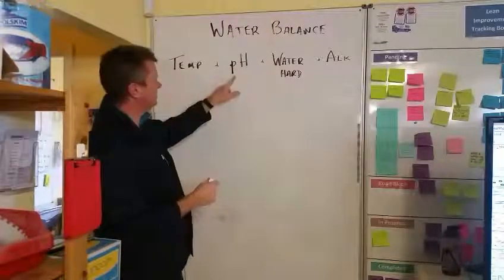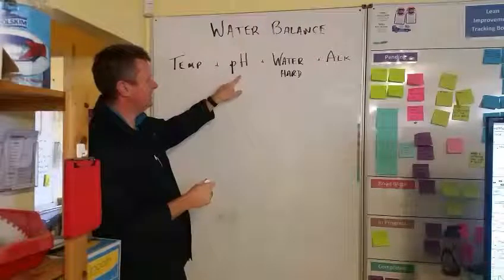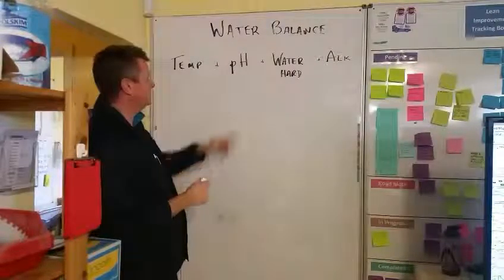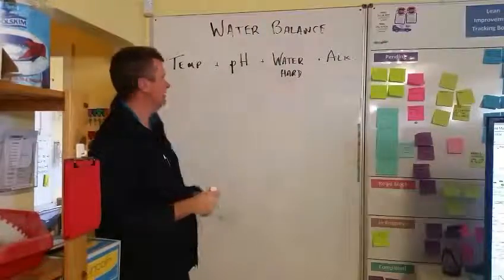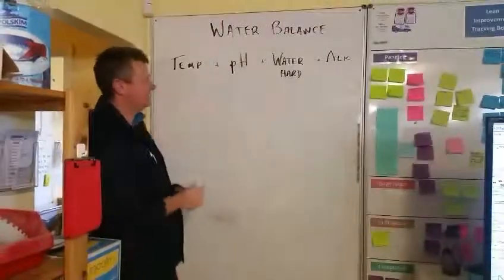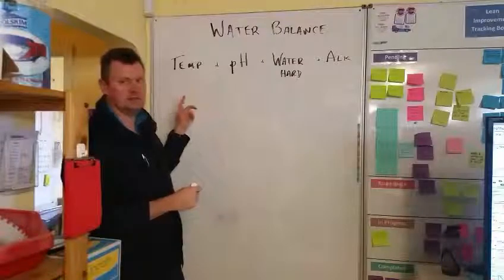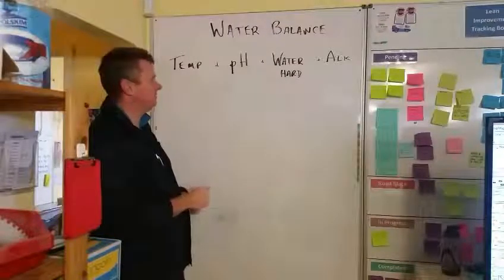The biggest effect on water balance is pH. Definitely the biggest effect is pH. And water hardness and alkalinity are very similar, and temperature you don't have a lot of control of, and it has the least effect on the balance of the water.